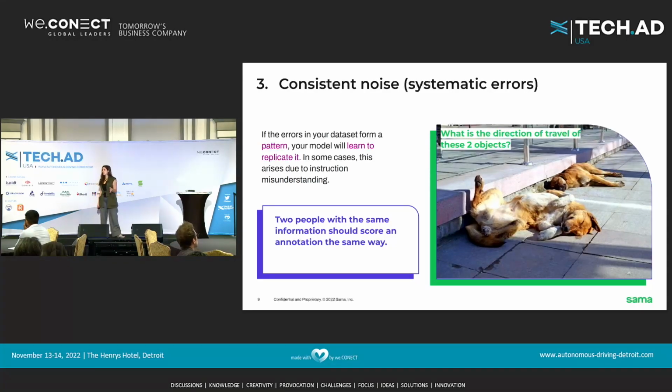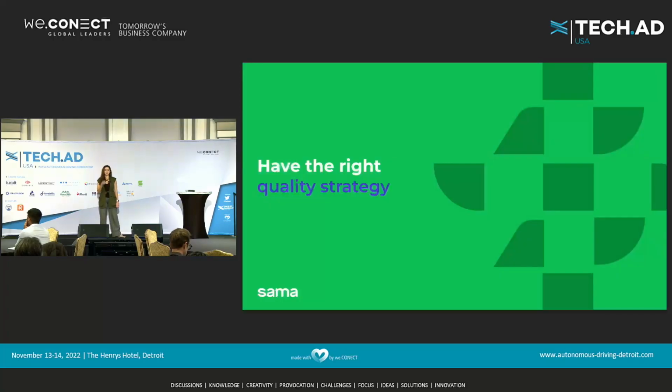Two people with the same information should be able to score this the same way. And right now I'm only showing you 2 dogs. It's easy, but imagine a 3D world, and I see a lot of nodding, a 3D world where you have a lot of information and a lot of different edge cases, and that's why edge cases are so complicated, right? So that would be the third one.